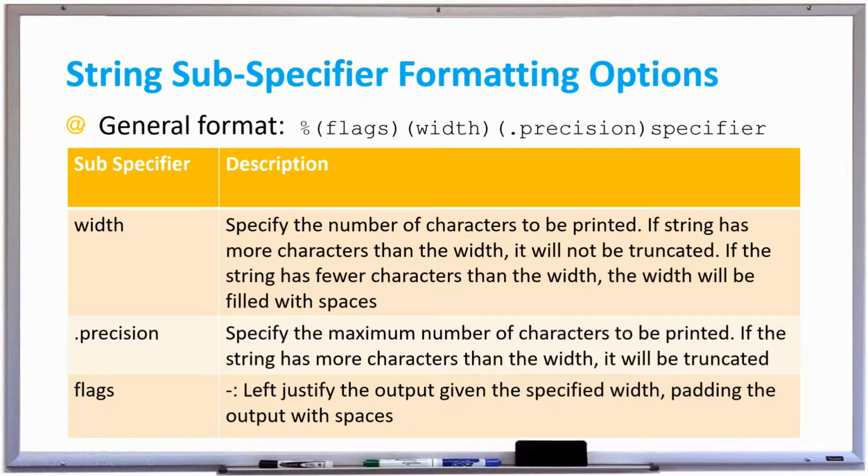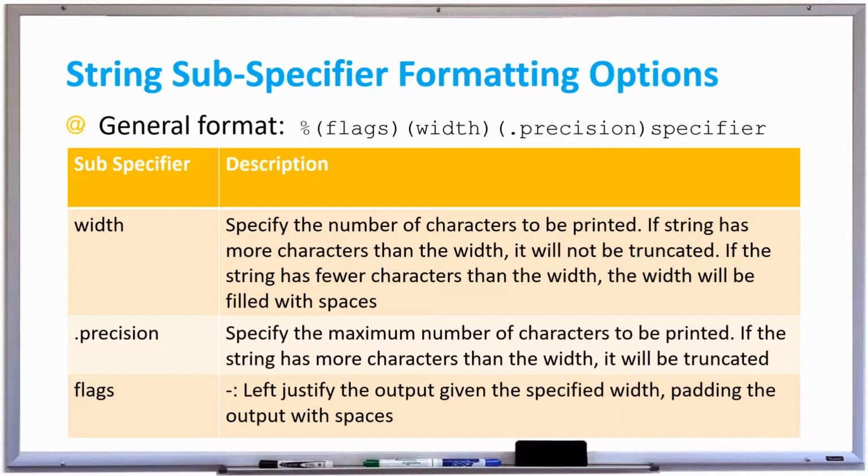Strings also have sub-specifier formatting options, and the general format is %s with flags, width, and precision sub-specifiers in between. So the width will specify the number of characters to be printed, and if the string has more characters than the width, it will not be truncated. If the string has fewer characters than the width, it will be filled with spaces. The dot precision will specify the maximum number of characters to be printed. If the string has more characters than the precision, it'll be truncated, and the minus sign will left justify the given output with the specified width, padding the output with spaces.